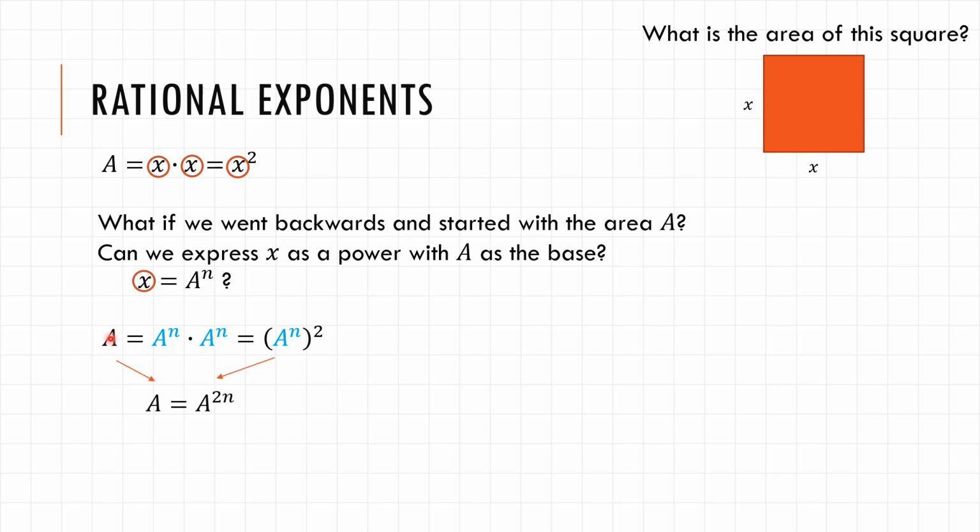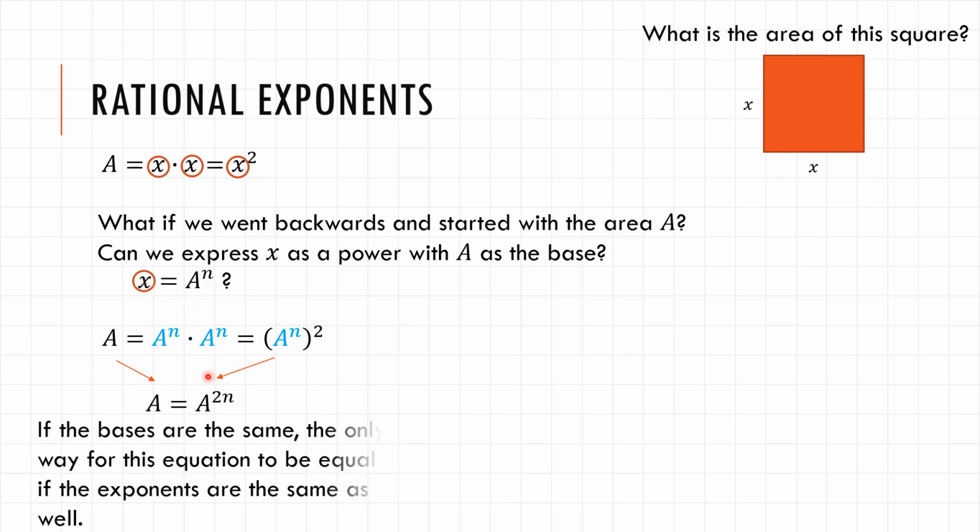Now, in this case, I'm taking the a from this side. This a must be equal to a to the power of 2n. And I got 2n just by multiplying these two using the power law of exponents. Now, if this equation is true, and I think it is true just based off the fact that I found the area of the square, and I'm just trying to express x as a power of a, the only way for this to be true is if the exponents are the same as well, because the bases are the same. The exponent on this is just 1. So 1 must equal 2 times some number n, and that's what I'm looking for.